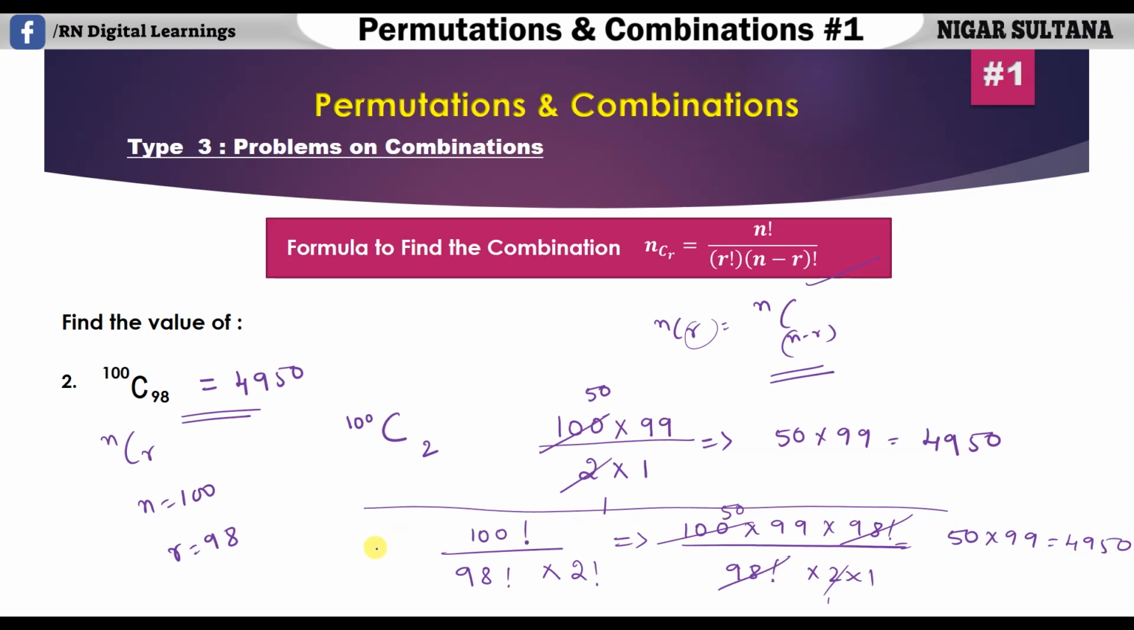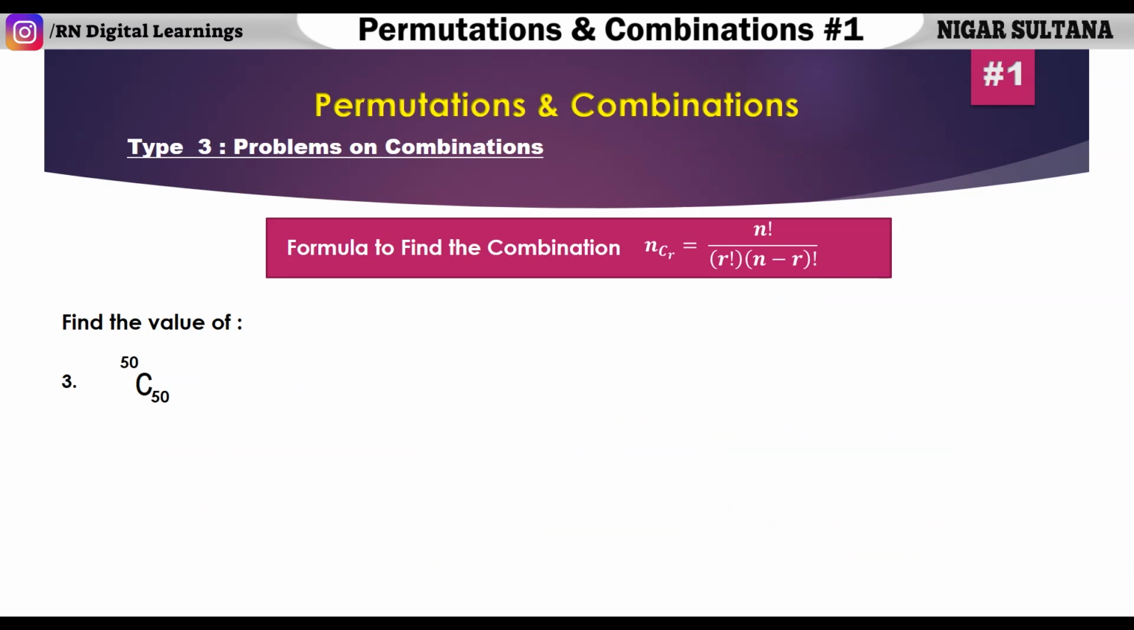So this is the way of calculating with the help of the formula, and this is another way: we have 2 here, so start calculating from 100 with just 2 digits, that is 100 into 99 divided by 2 into 1. It will give you the same answer, 4950, and if you use the formula it will also give the same value, 4950.